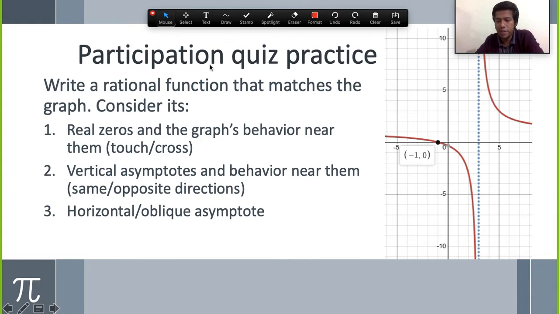This is the participation quiz part. So yeah, write a rational function that matches the graph. This graph, not too hard. You have some intercept here. You have some asymptote here. Then you have some asymptote somewhat here. Vertical, horizontal. Think about all of them: horizontal or oblique, vertical asymptote behavior, real zeros, and end behavior. So this will be in our participation quiz. Try to get the answer.